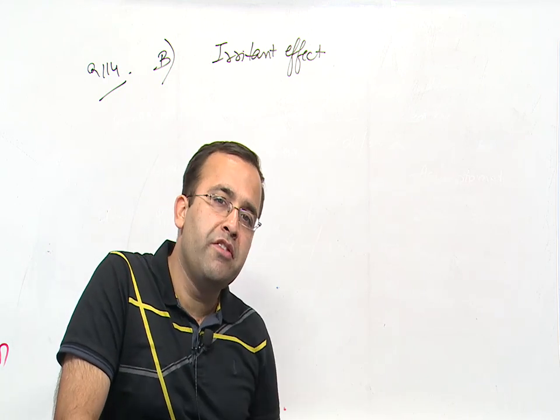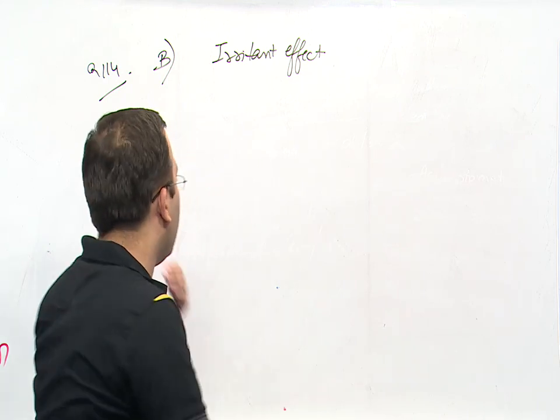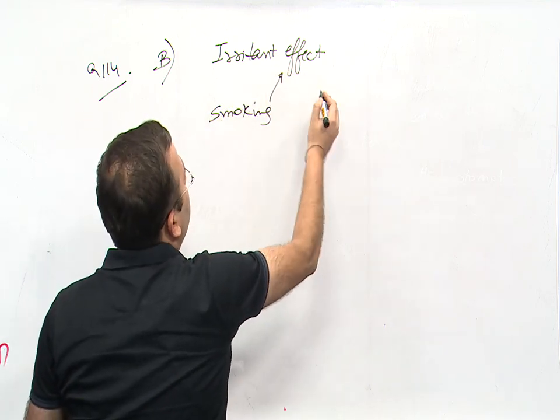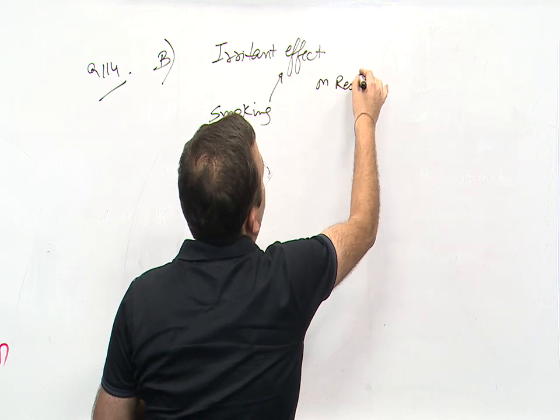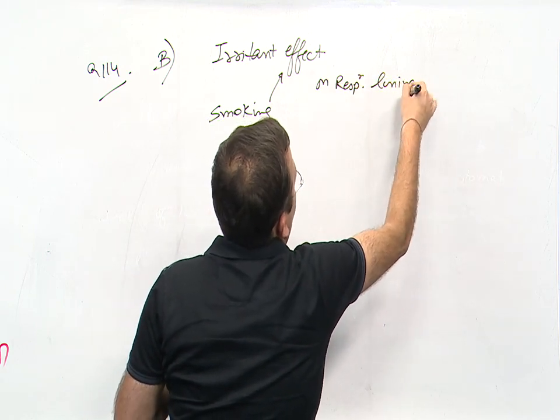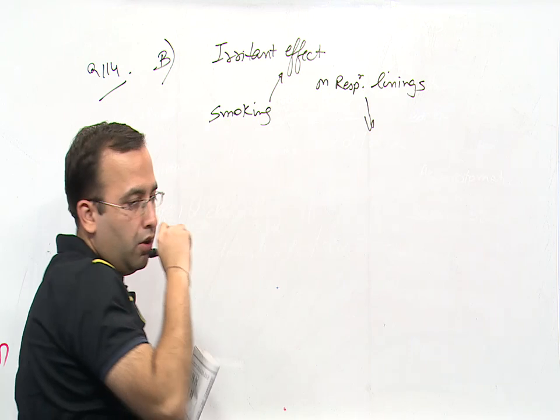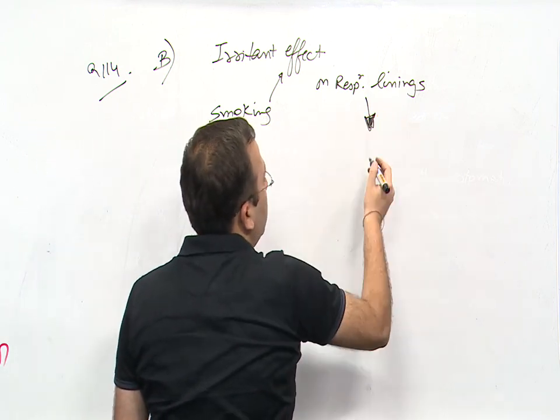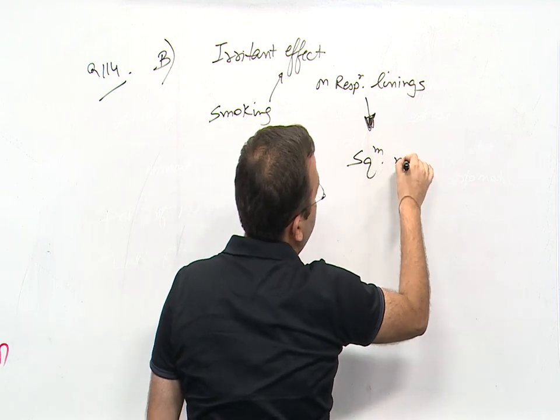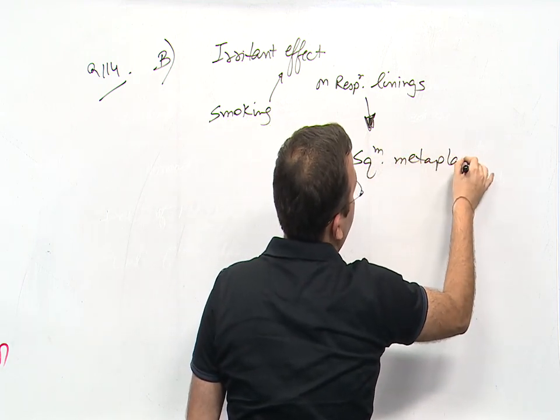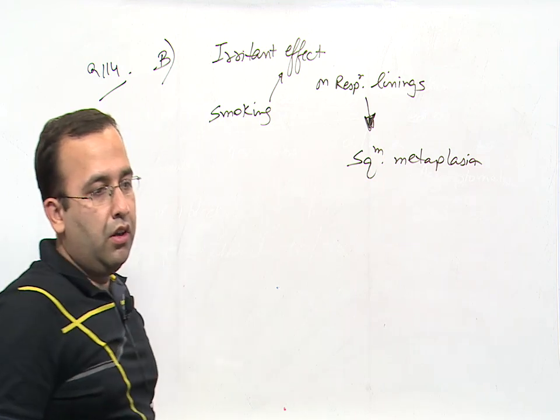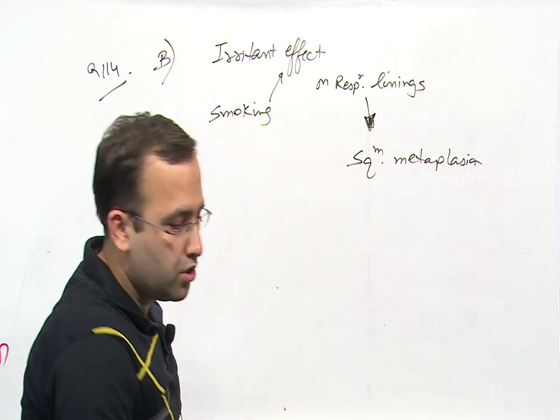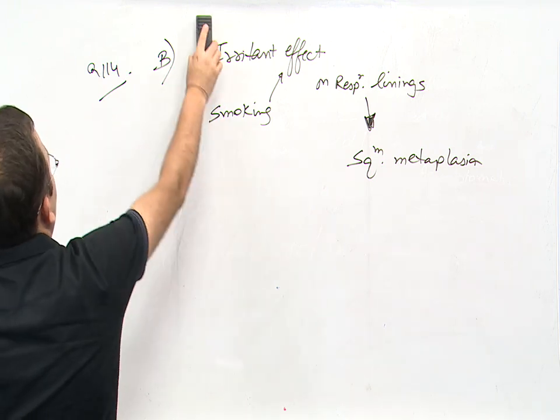Now, what is the predisposing factor? Smoking. Why? Because smoking has an irritant effect on respiratory linings, in turn leading to squamous metaplasia. So this is question 114.